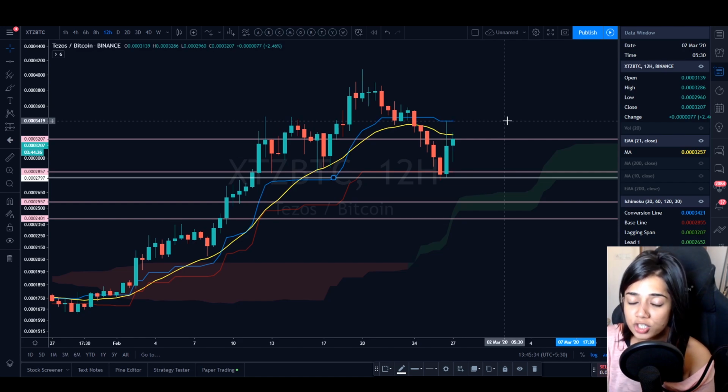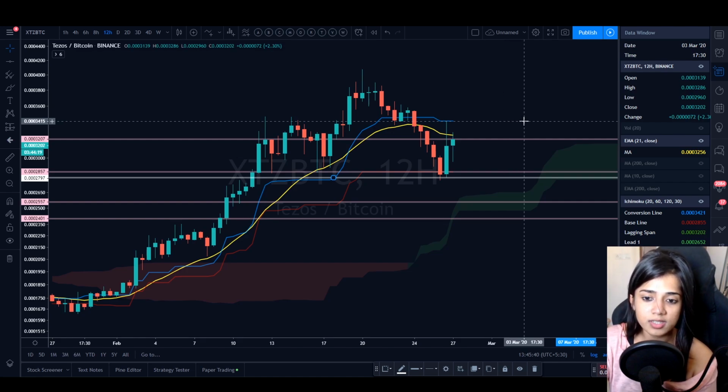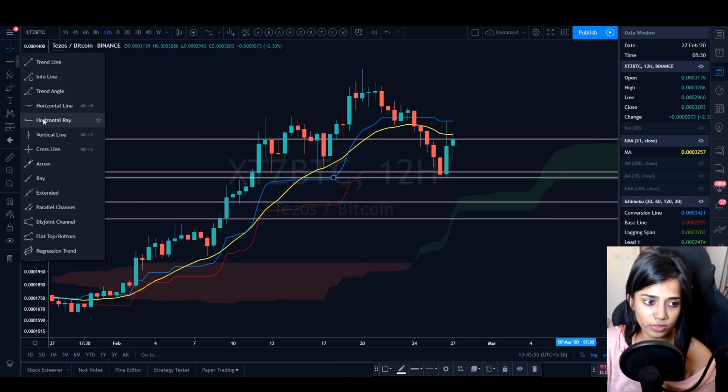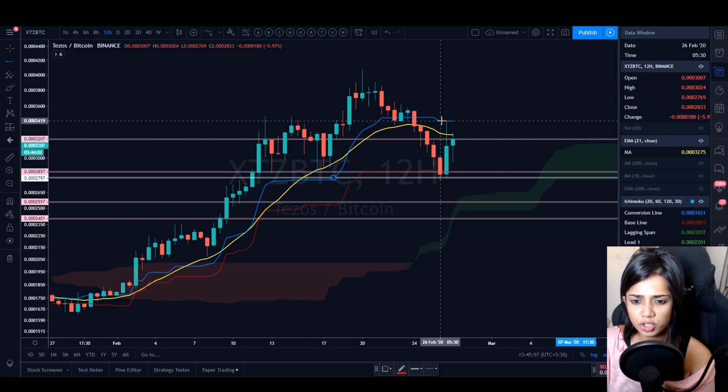If we manage to take out that Tenkan sitting at around 3419 sats, I think Tezos would start looking a lot more bullish, okay? I would forecast a potential move to the upside. But for that, I would look for price to take out that Tenkan right there, sitting at around 3419 sats. And let me go ahead and mark that with a horizontal ray. I'm going to actually mark that entire range.